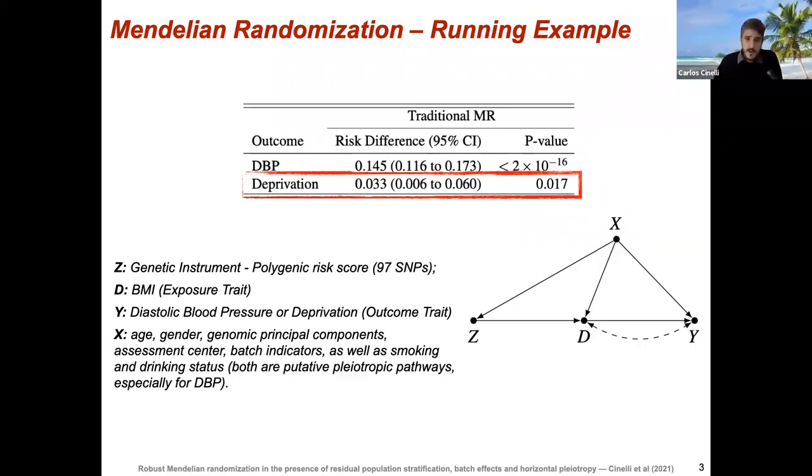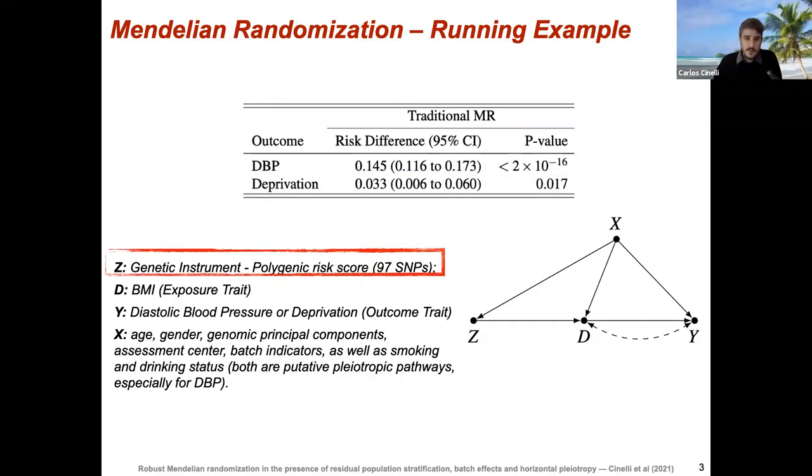So in our example, our genetic instrument is a polygenic risk score derived from 97 genetic variants, or SNPs as they call them. And these 97 SNPs were found to be associated with BMI in previous GWAS studies. So basically what you do, you take these 97 SNPs, multiply by their betas from the original GWAS study, and then you construct this index, which we call the polygenic risk score, and you use that polygenic risk score as an instrumental variable.